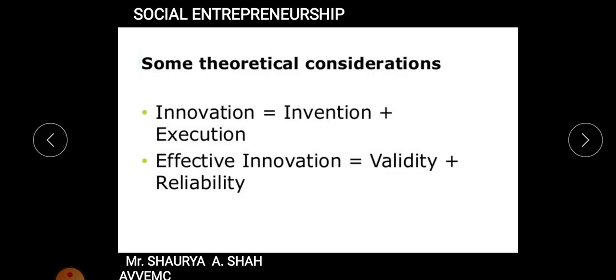Moving on, some theoretical considerations, students. What is innovation basically? Innovation is something new, that is invention. I hope you are all clear with the terms invention and innovation. What is invention? Invention is whatever you are doing, you are creating something new for the very first time.